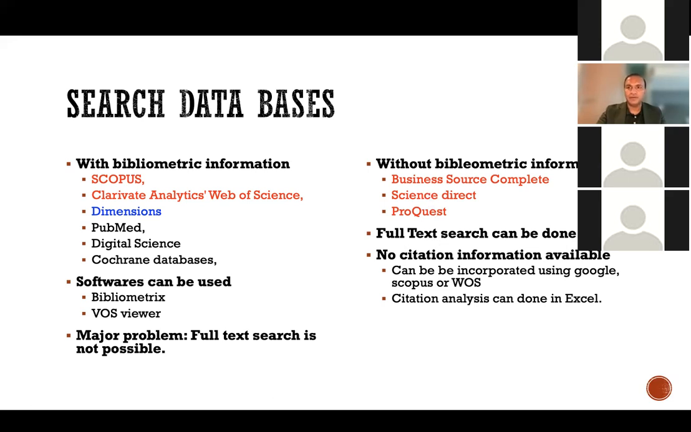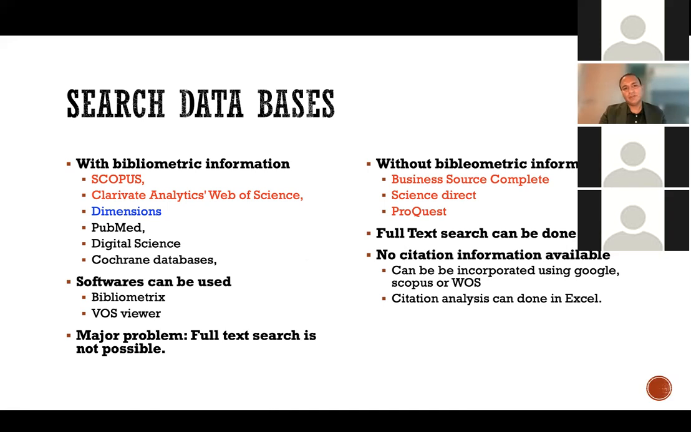Once you finalize your sample from these databases, you can then get the citation data from Google Scholar, for example, or you can also find the citation information from Scopus or Web of Science. So it's possible, but again, there is one more problem here: you cannot use these software. These bibliometric software will only allow you to do citation analysis if you are using Scopus or Web of Science. So these are the pros and cons of these different databases.